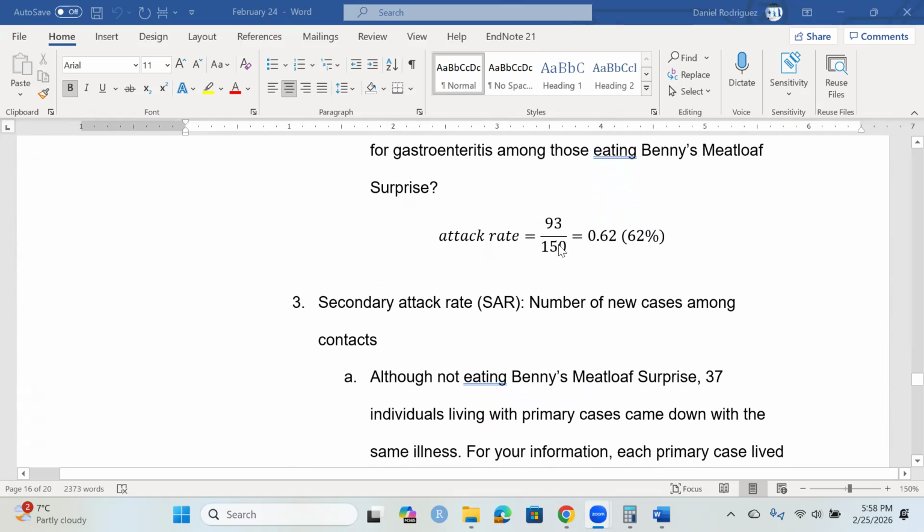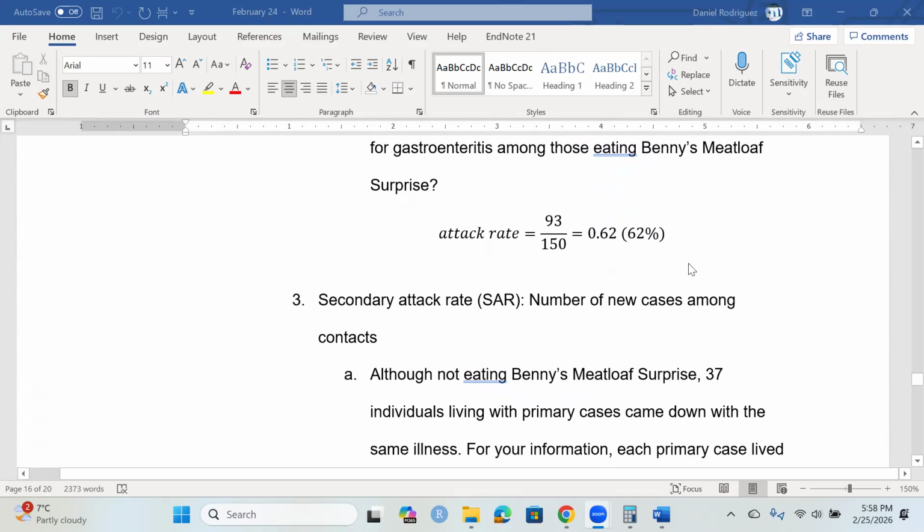Okay, so our attack rate was 93 divided by 150 because we had 150 exposed. And of those 150, 93 came down with gastroenteritis. So that's 62%, right? 0.62 or 62%.